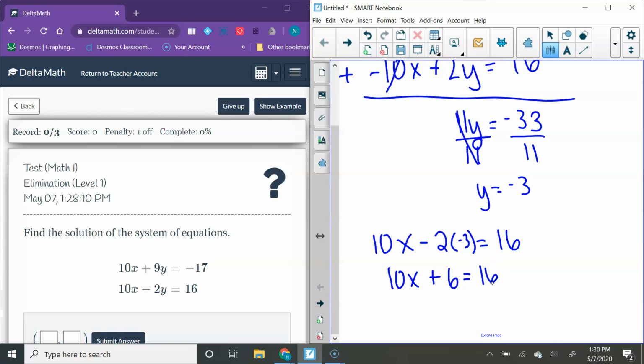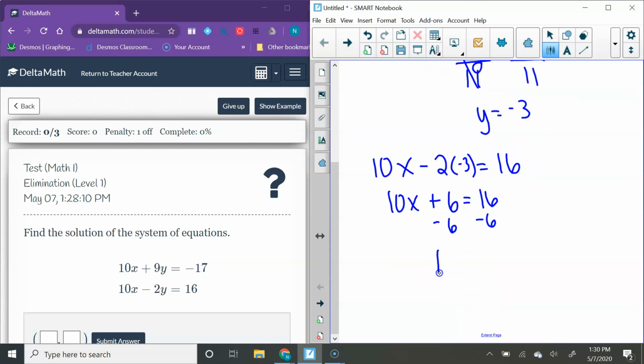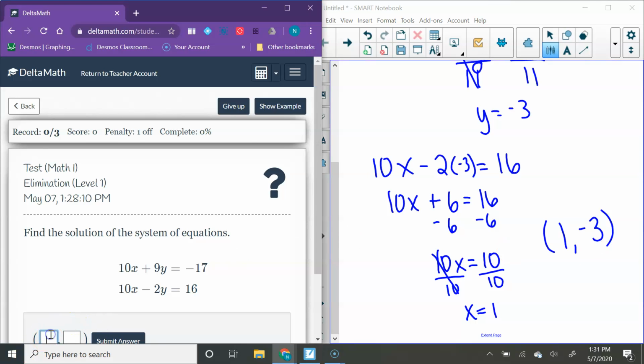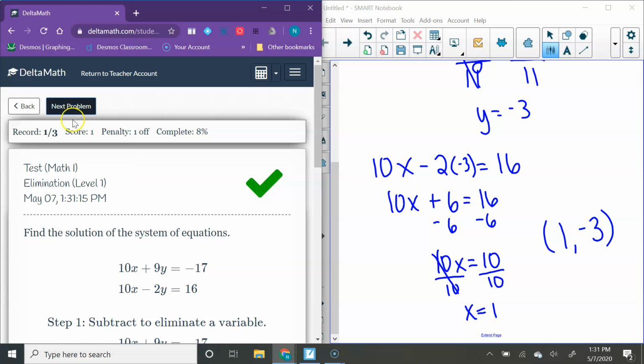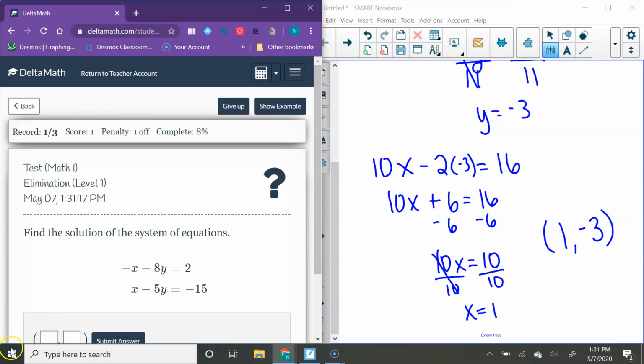Now I just need to solve that equation. I'm going to subtract this 6, and so 10x equals 10. I'm going to divide both sides by 10, and so x equals 1. So my x-coordinate is 1, and my y-coordinate is negative 3. My answer right here is 1, negative 3. I will go over here and type that in, 1, negative 3, and hopefully that one is right. It is. So we'll go on to our next problem.